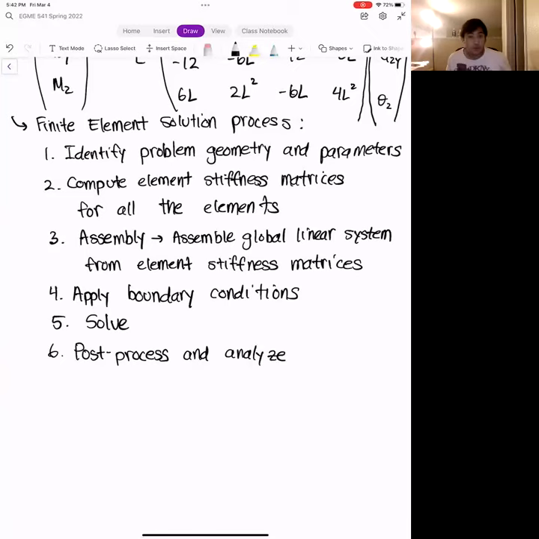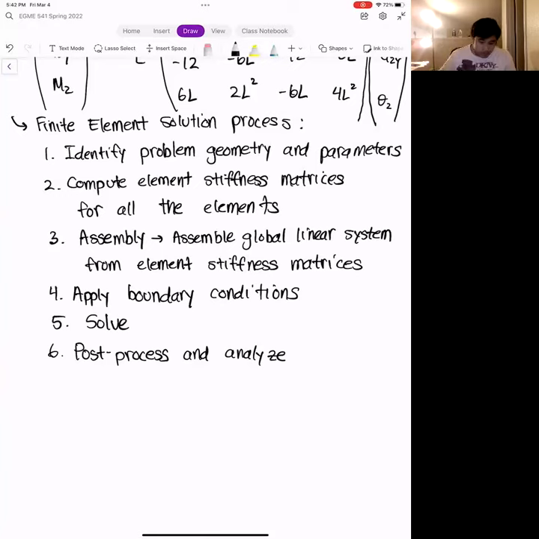Right. And step six is to post-process and analyze. Once you have your primary solution, you can use that primary solution to compute a lot of derived quantities. Things like the stress in the elements, things like the reaction forces at the supports. And that can only be done after you solve the finite element solution.